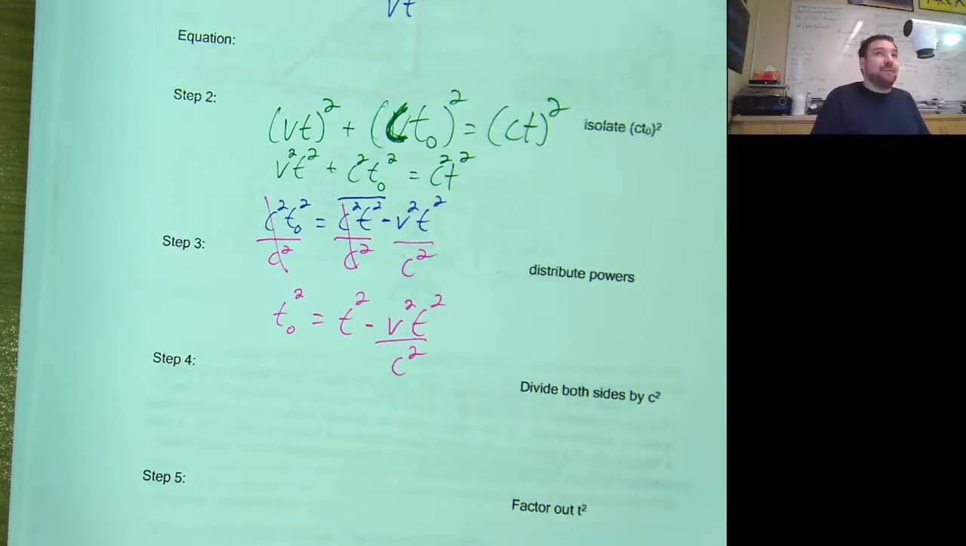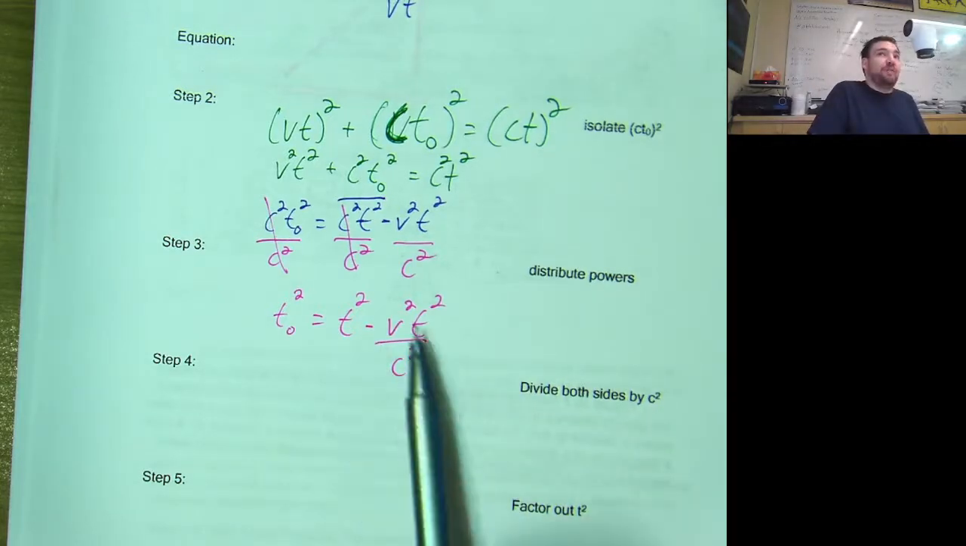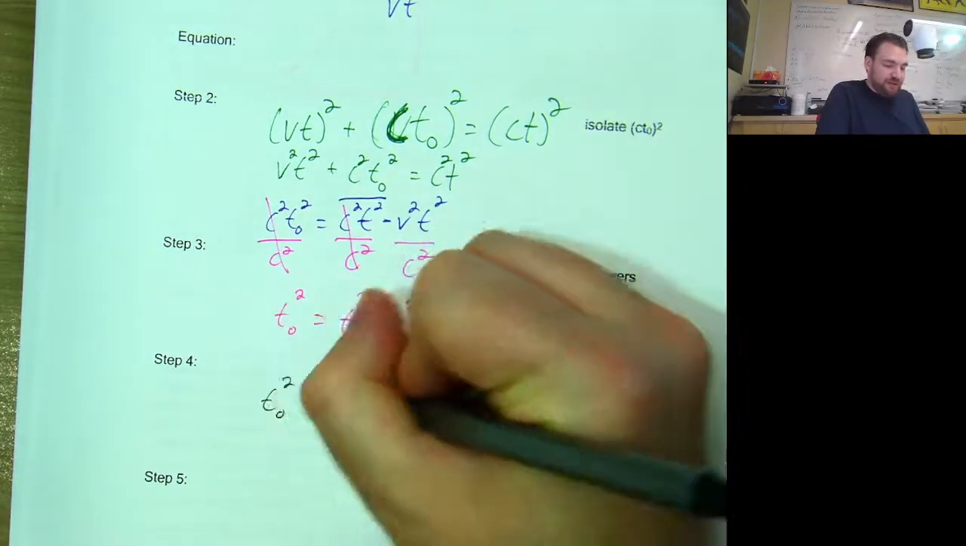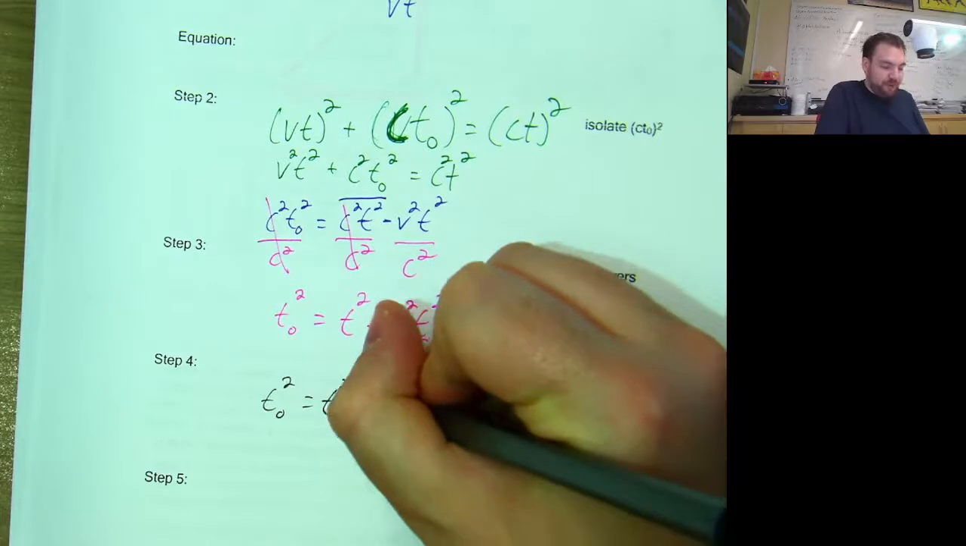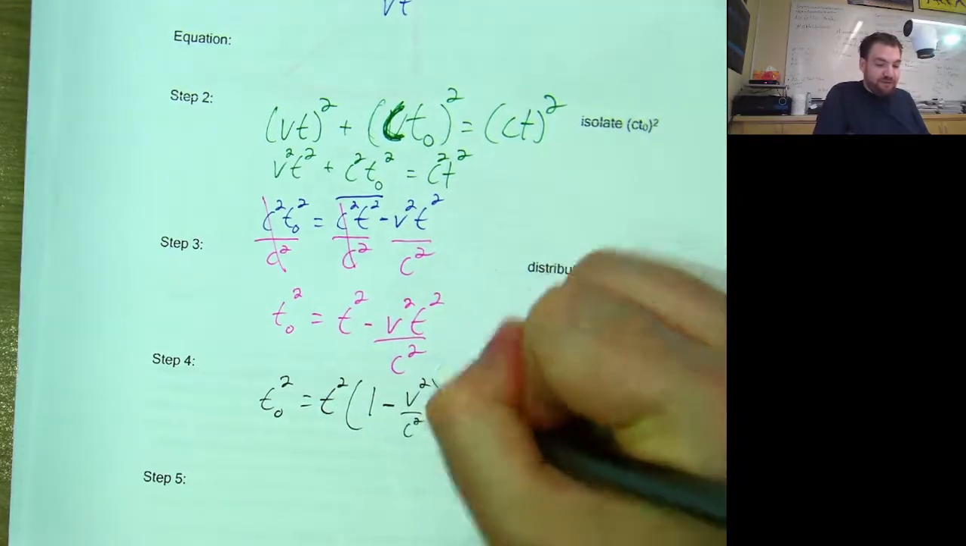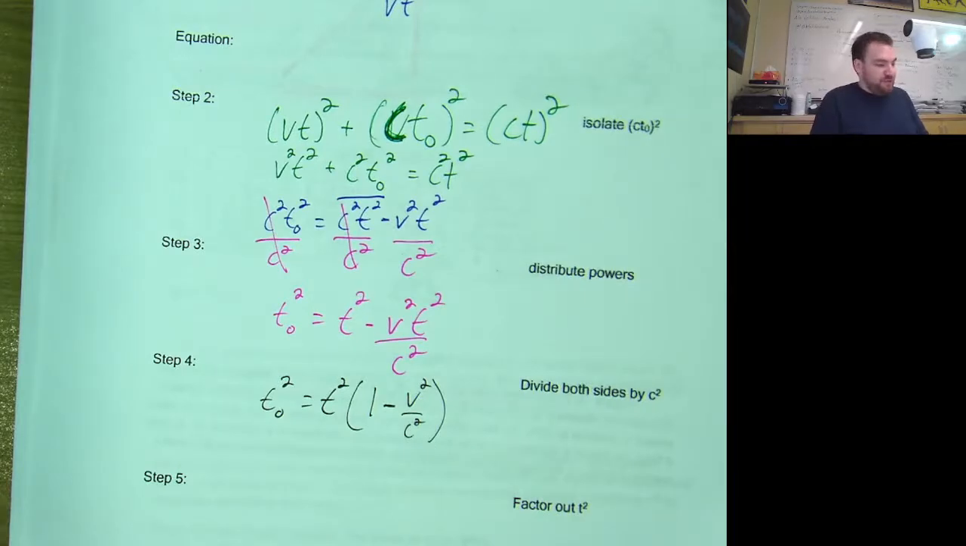And then the second last thing we're going to do is factor out t squared from both terms here. We're going to get an equation that looks like this. t0 squared is going to equal t squared, bracket, 1 minus v squared over c squared. Anyone have any issues with the math that I've just done?